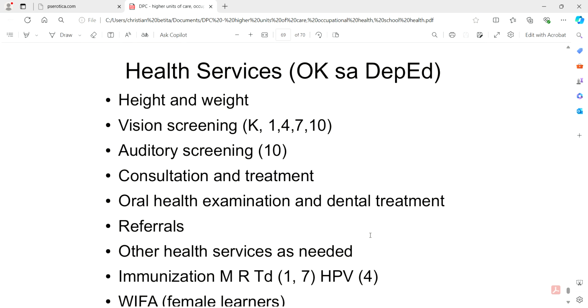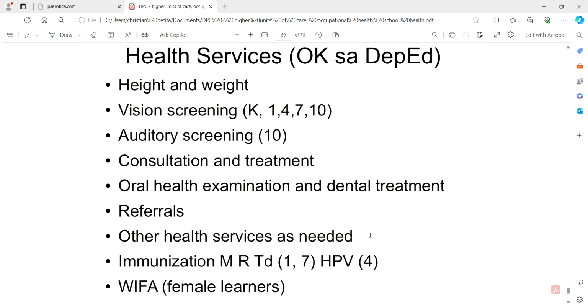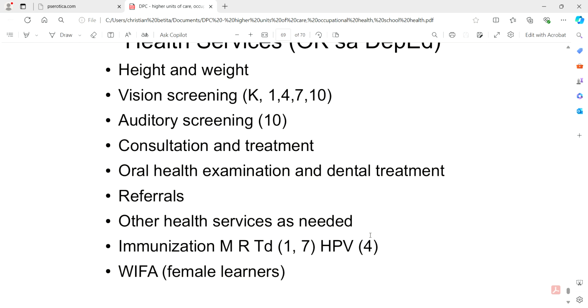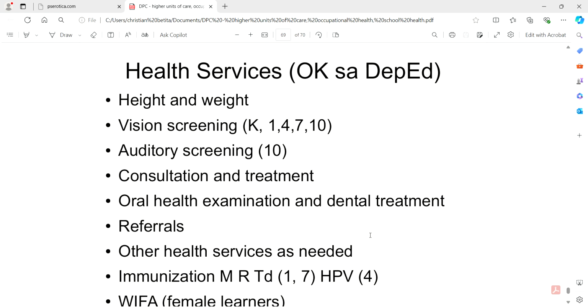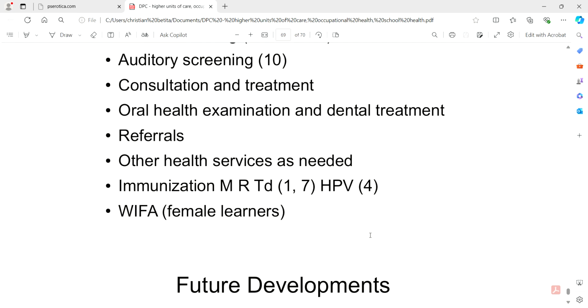Dental treatment actually includes atraumatic treatment of dental caries. So yung mga filling, yung mga pasta. Referrals, other health services as needed. Immunization with measles, rubella, tetanus, diphtheria at grades 1 and 7. And for girls, HPV immunization at grade 4. And WIFA is weekly iron folic acid supplementation for female learners.